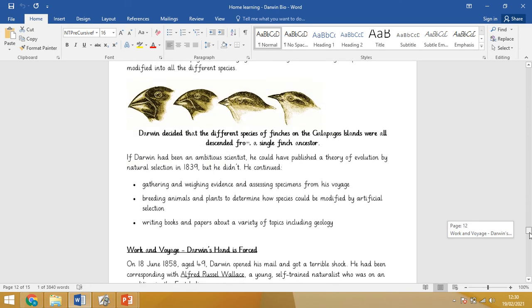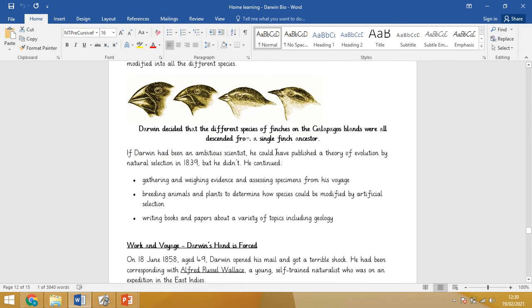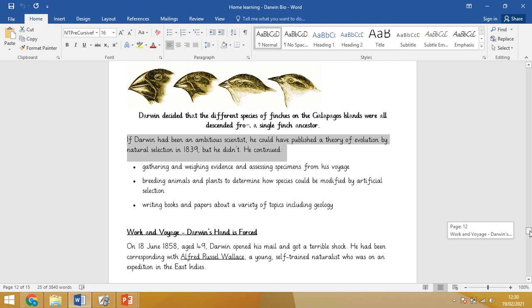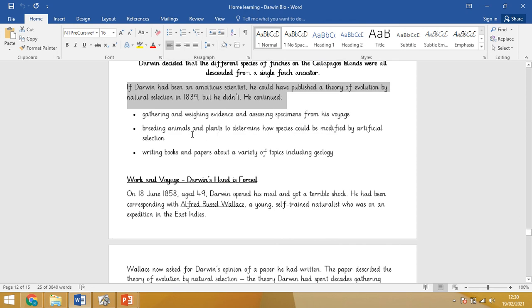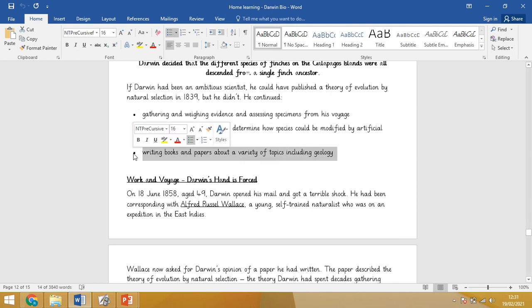So he could have published this by 1839, but he didn't, because he wanted to carry on gathering evidence and assessing specimens, and he got into breeding animals and plants to determine if species could be modified by artificial selection. And he was very into his geology, so he was writing books and papers about that.